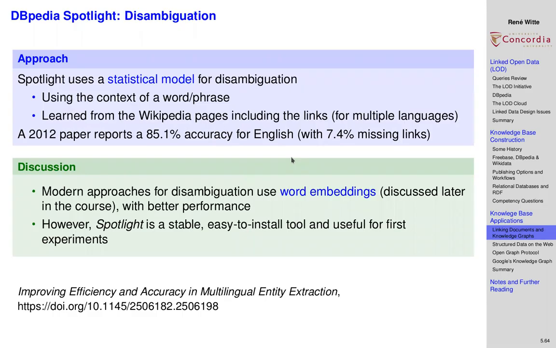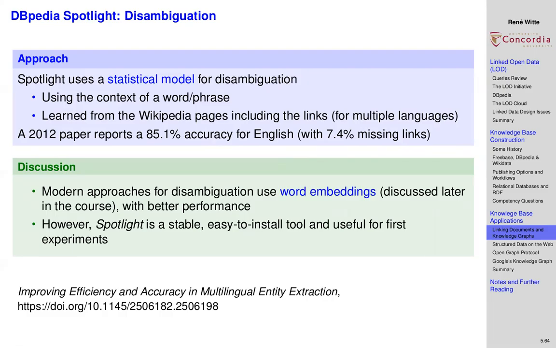So this is kind of a traditional approach. There are more modern versions for creating these links, and they are using a kind of deep learning approach using word embeddings. And how these work and what they are, we're going to learn a bit later in the course.